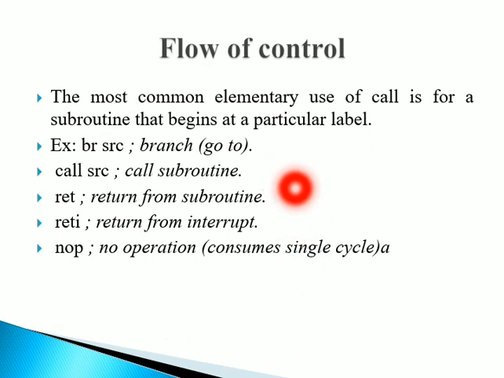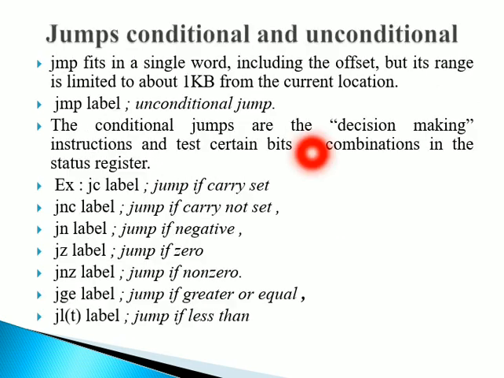Flow control. These are the most common elementary uses of call in your subroutine, which will begin at a particular label. BR source means you branch to the given address. CALL source means you are calling your subroutine. RET returns from your subroutine, RETI returns from your interrupt, and NOP is no operation. Next is jump, conditional and unconditional. A jump will fit in a single word. The conditional jump has a limit of about 1 KB from your current location, and JMP label is your unconditional jump.